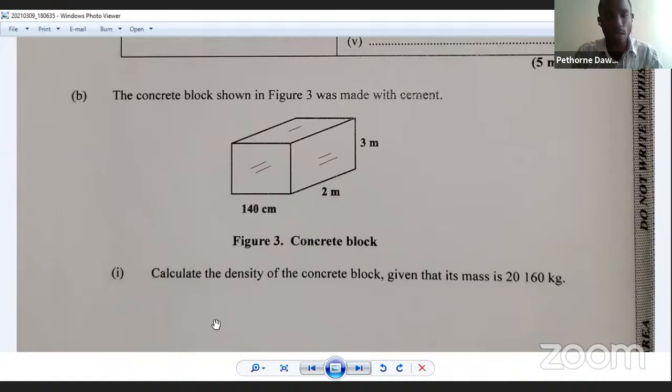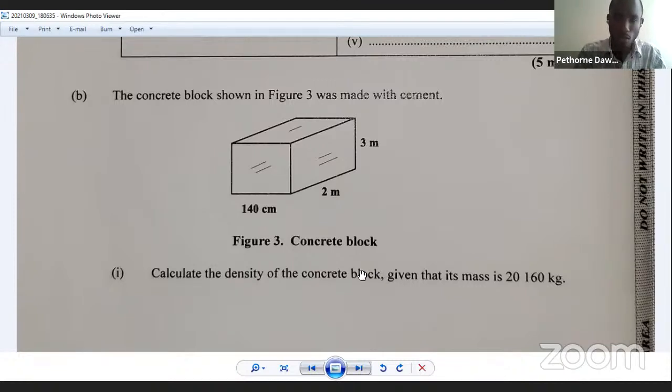So we can now go ahead with our 1.4 meters with our 2 and our 3 meters to find the volume. So that's 1.4 times 2 times 3. That gives us 8.4 meters cubed. All right, so that's our volume. So to find density, we will just now divide our mass of 20,160 kilograms by our volume of 8.4.